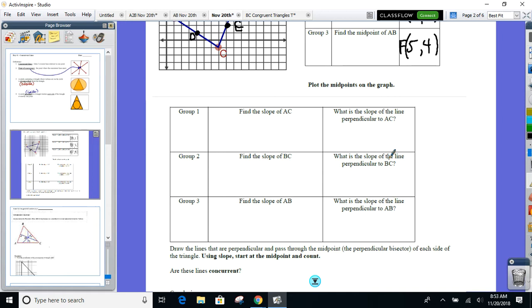They should be negative reciprocals of each other, yes. And if you don't want to use change in y over change in x, you can use rise over run, since you just graphed it, to make things go quicker, but that's up to you and your group. Slope of AC, two groups that haven't gone yet. Slope of AC and the perpendicular slope, both groups in the back.